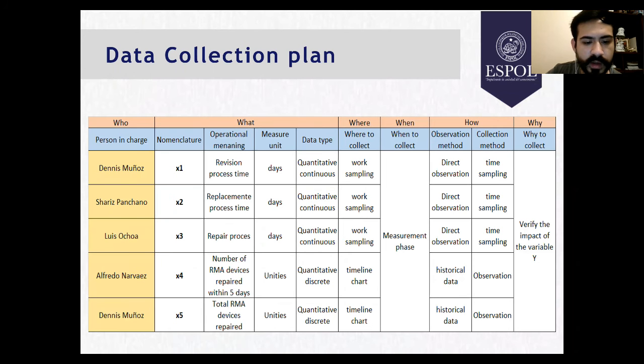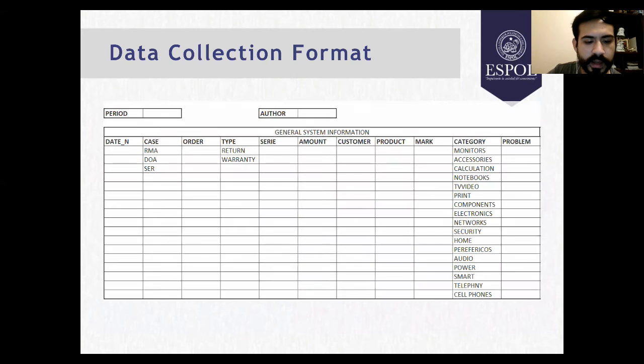For our data collection plan, we made a 5W1H chart. In the first column, the person in charge was divided among the members of the group, and everyone got an operation to develop. In this slide, we can see the table for data collection.